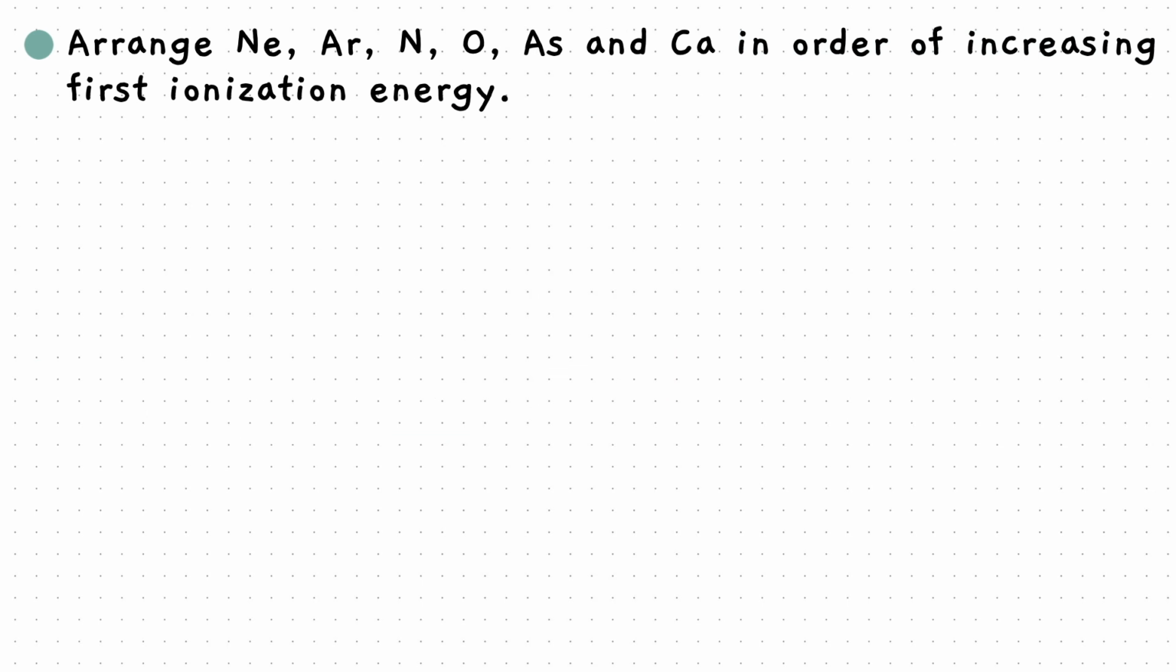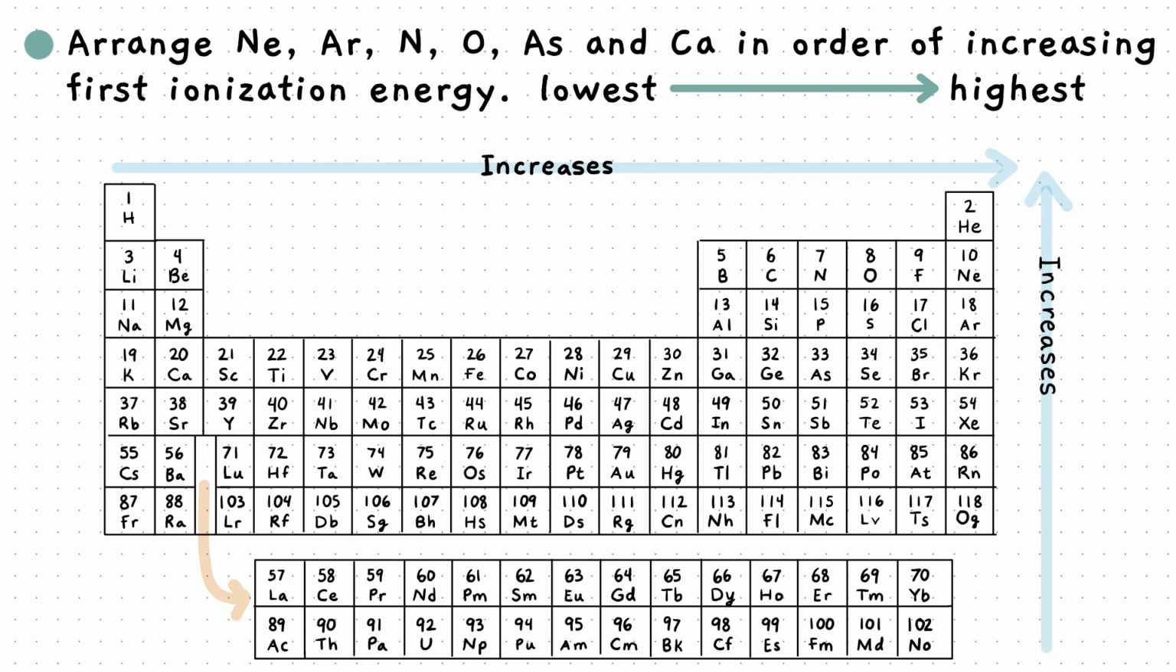Our first question asks us to arrange the following elements in order of increasing first ionization energy. Recall that the trend for ionization energy is that it increases as we move from left to right across the periodic table, and the ionization energy increases as we move up a group. To answer this question, let's start with finding all of the given elements on the periodic table. Neon is up here, argon is right below it, nitrogen is here, oxygen is next to it, arsenic is here, and calcium is all the way over here.